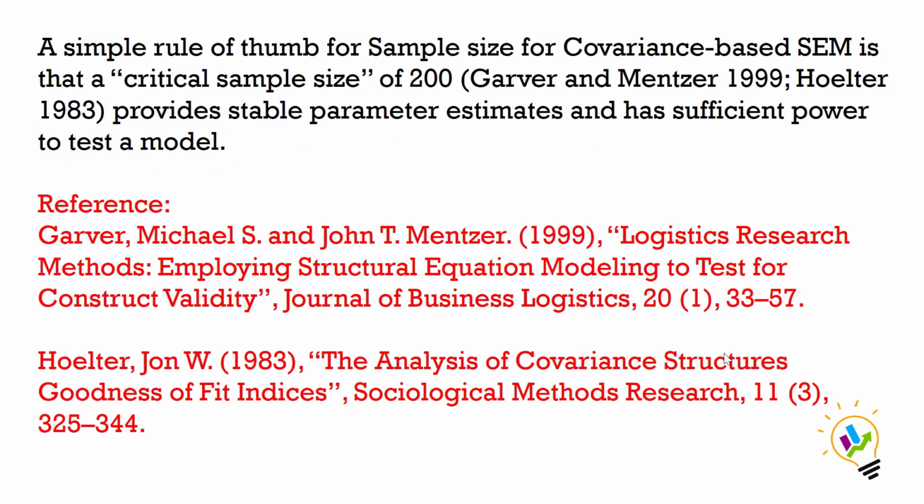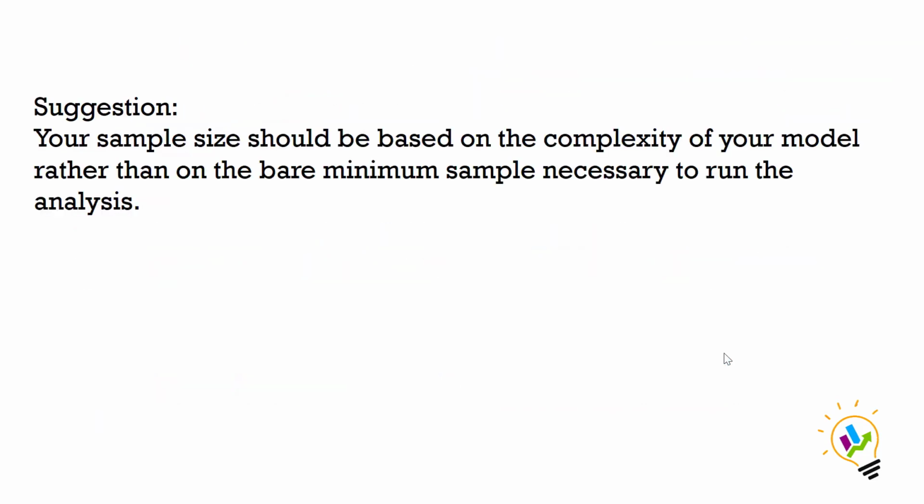A simple rule of thumb for sample size for covariance-based SEM is that a critical sample size of 200 (Garver and Mentzer, 1999; Hoelter, 1983) provides stable parameter estimates and has sufficient power to test a model. A small suggestion from my side is your sample size should be based on the complexity of your model rather than on the bare minimum sample necessary to run the analysis.